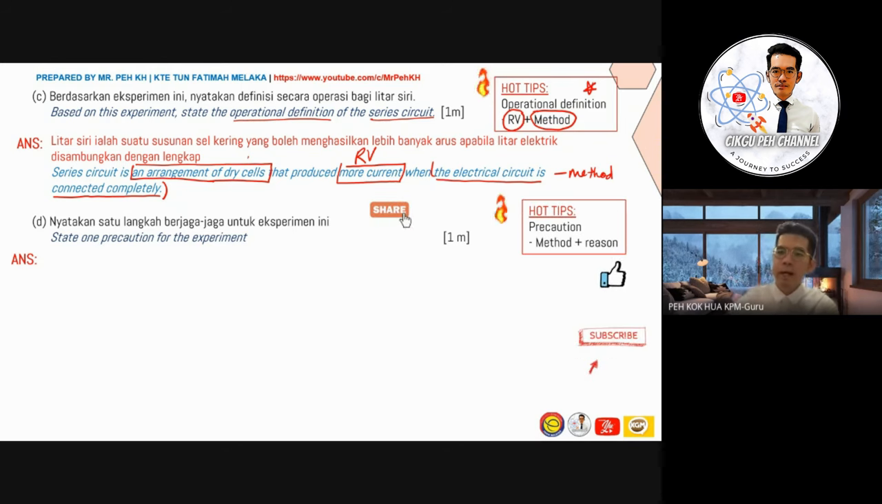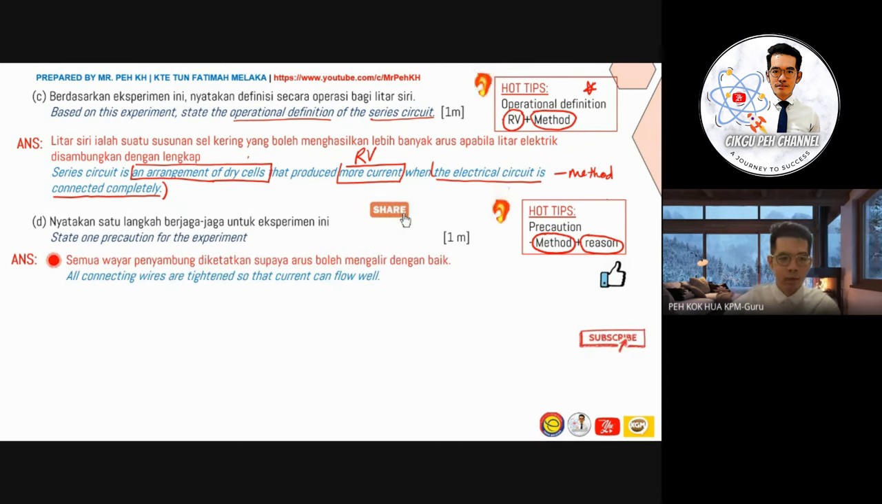Then the next question will be regarding the precaution step for the experiment. For the way we write a correct precaution, again you can follow the method here: give the method which is able to give a better result, and the reason why. We actually have many answers for this experiment. The first: all connecting wires are tightened so that current can flow well. The method is that all connecting wires are tightened, and so that current can flow well is the reason.